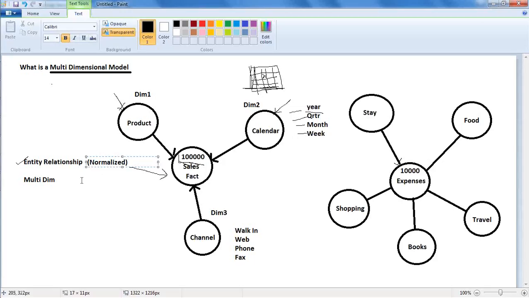So in normal day-to-day applications or OLTP applications, we always implement a normalized model, which is more suitable for day-to-day operations, where one table is split into multiple smaller tables, just to make sure that we don't store any redundant data. We relate them, join them, and pull the data from those tables. That is my entity relationship model, which is a normalized model.